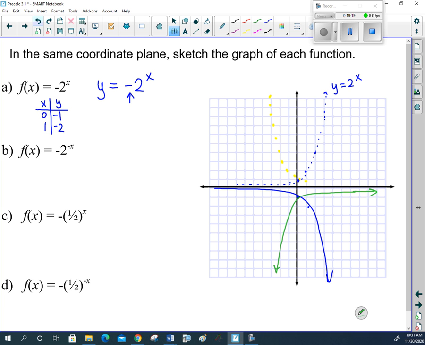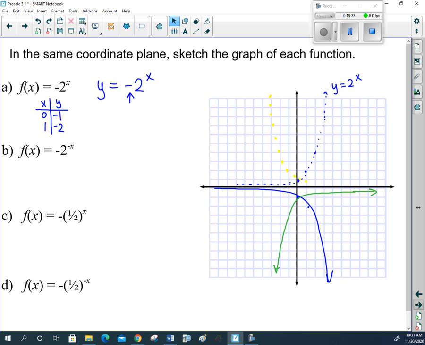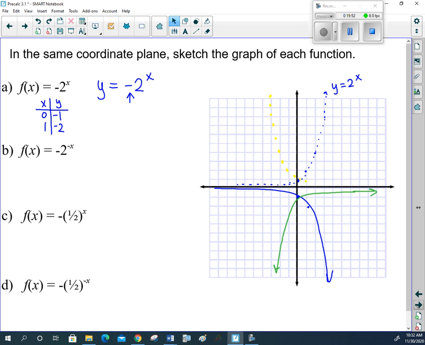So then the next one, the negative out in front, if you look at your previous picture, the 1/2, that was our blue, that was a decay. So that's going to turn out to be the same graph as the green one that we just did. And then letter D, the negative, that one is our dotted black graph. So if we're going to reflect that down, that's going to turn out to be the same as that blue graph.